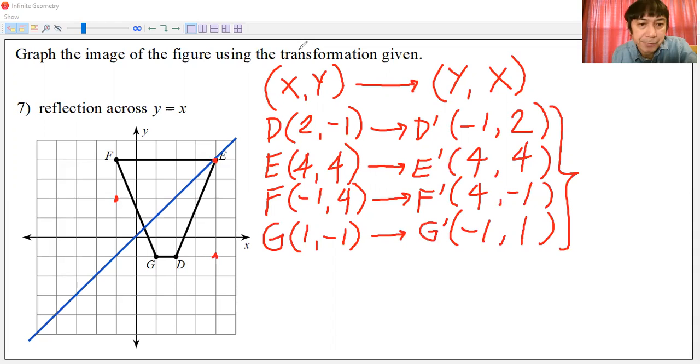Next, -1, -1. So -1, -1, +1. Okay, -1, +1 is the one over here. All right, so this will be it.